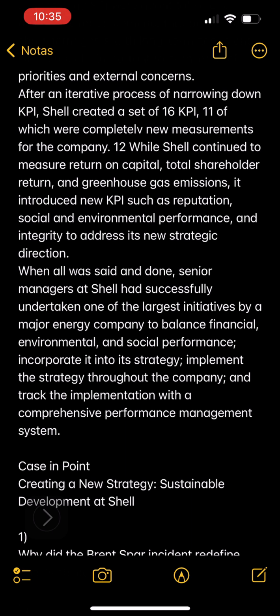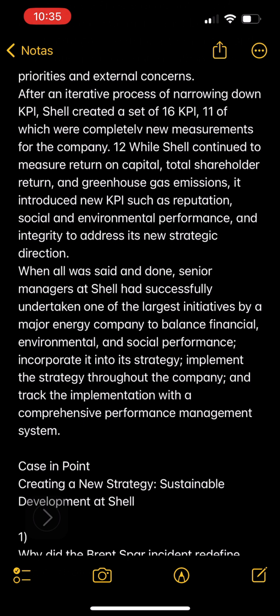When all was said and done, senior managers at Shell had successfully undertaken one of the largest initiatives by a major energy company to balance financial, environmental, and social performance, incorporate it into its strategy, implement the strategy throughout the company, and track the implementation with a comprehensive performance management system.